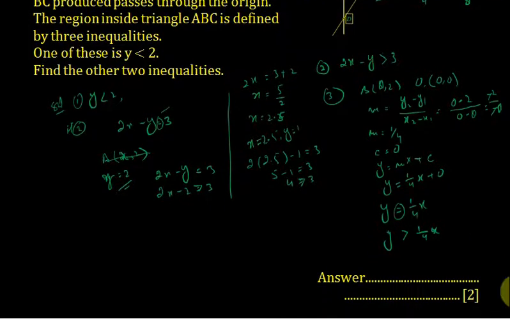So the answer is: one inequality was given, y is less than 2, the second becomes 2x minus y is greater than 3, and the third one is y is greater than 1 upon 4 x.